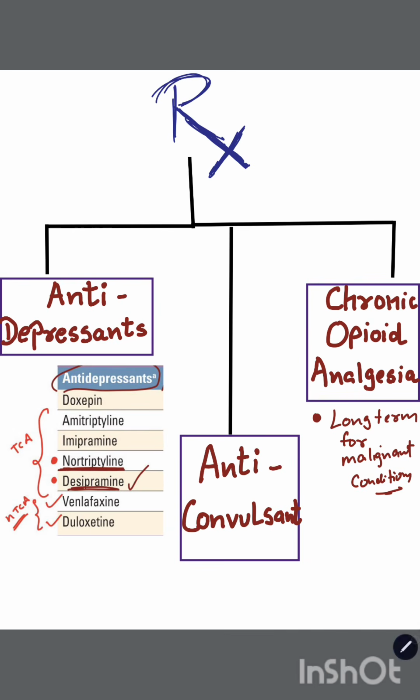For chronic pain management, we have two classes of drugs majorly. The first is antidepressants. Yeah, you heard it right. The mechanism stays unknown, but they are well known for their analgesic effects. Examples: classic tricyclic antidepressants such as amitriptyline, imipramine, nortriptyline, and non-tricyclic antidepressants, which are venlafaxine and duloxetine. And we must understand this: venlafaxine and duloxetine have supplanted the classical tricyclic antidepressants in terms of analgesia. The second group is anticonvulsants, and the third group is chronic opioid analgesia, which is used for long-term malignant conditions.